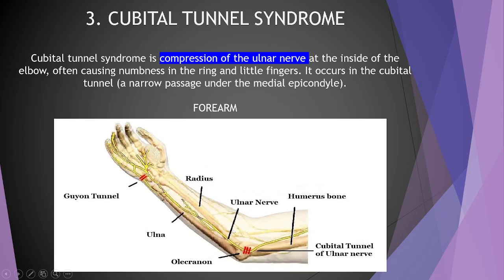In the image you can see the forearm and here is the elbow region. Here is the ulna bone and the radius bone. In the ulna there is an ulnar nerve. Inside the elbow, the ulnar nerve passes through a narrow passage under the medial epicondyle. When there is compression of that ulnar nerve, it causes the numbness.